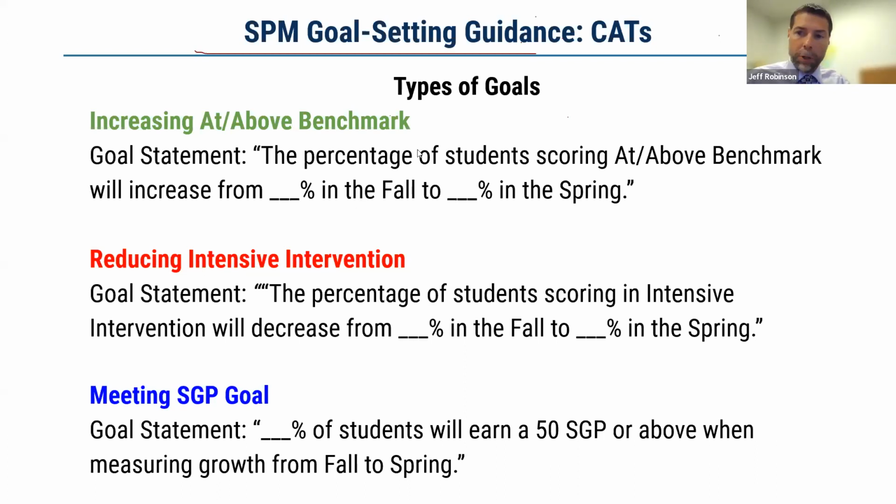But when we're talking about computer adaptive tests, we add a third option, which is to set a goal based upon SGP, or the student growth percentile. An example goal statement using SGP would be: blank percent of students will earn a 50 SGP or above when measuring growth from the fall to the spring. Right now in the fall, students have completed the computer adaptive tests. They don't have an SGP yet for this year because you need at least two tests to do that. So you can't look at an actual percentage of kids right now.